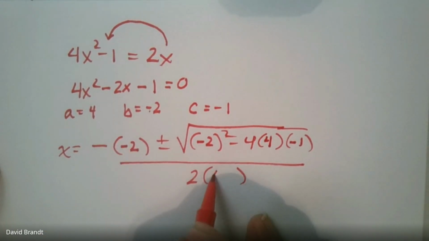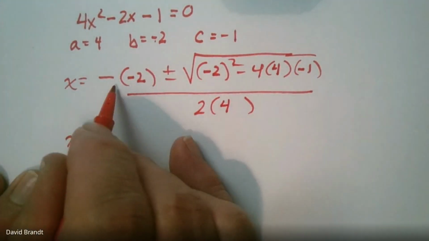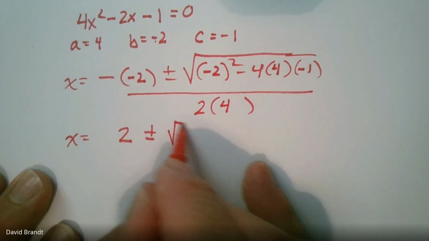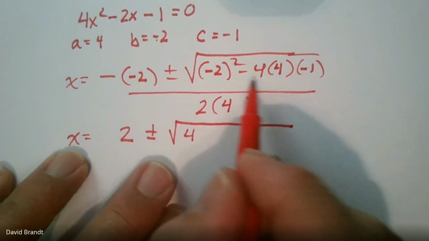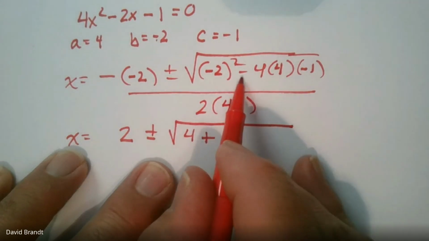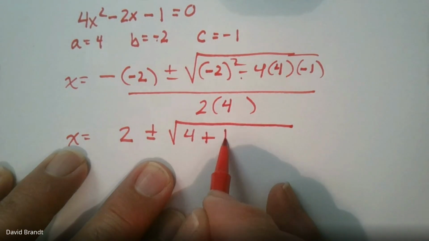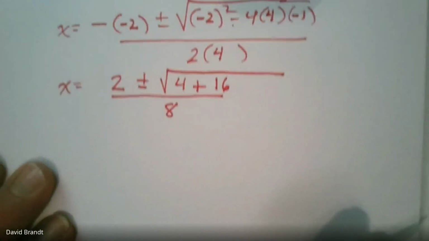And 2A, that's 2 times 4. All right, order of operations. That's a positive 2, plus or minus. That's going to be negative 2 squared is 4. And this is going to be plus because it's a minus times a negative again. 4 times 4 times 1 is 16. And this is all over 8.